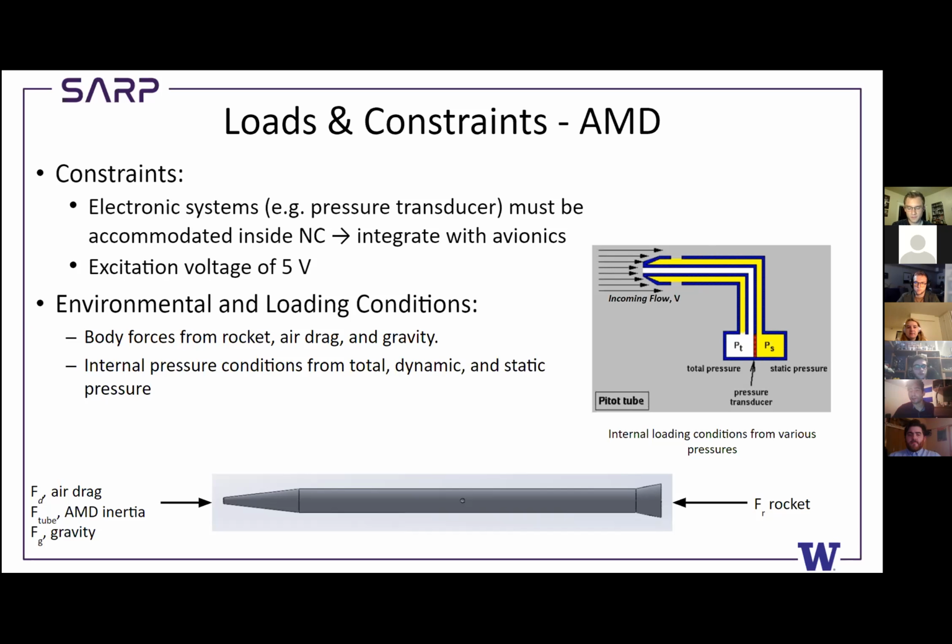Moving on to the environmental and loading conditions. Externally, the AMD will experience body forces from the rocket in one direction, and on the other side, it will be experiencing air drag and gravity. And internally, inside the AMD, there'll be different pressure conditions coming from the total, dynamic, and static pressures. This is just all from the fluids moving inside of them. Next slide.